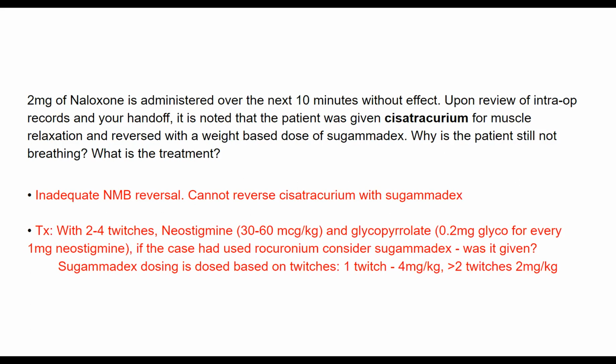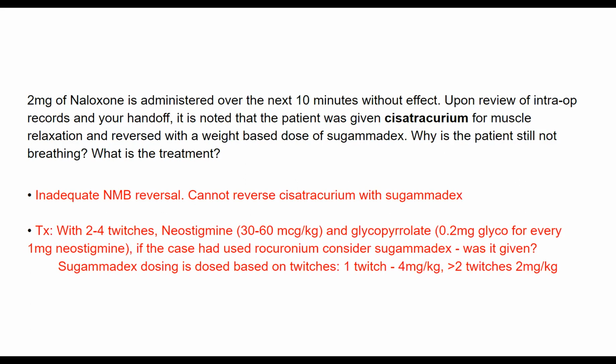And the ratio is you typically give 0.2 milligrams of glyco for every 1 milligram of neostigmine. So if you can generally remember that ratio, you can give a safe amount of glycopyrrolate for whatever neostigmine dose you give. And neostigmine is dosed based on their weight, and it's 30 to 60 mics per kilogram. So you can calculate out their dose. It's usually in the 2 to 3 cc range of neostigmine, and then the glycopyrrolate would just be 0.2 times however many milligrams of neostigmine. All right.